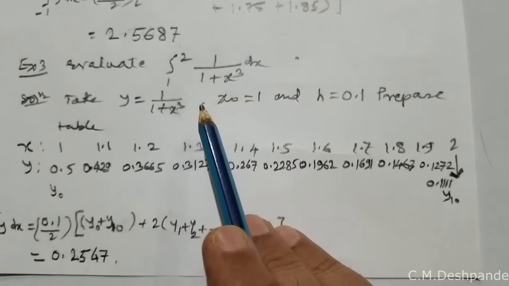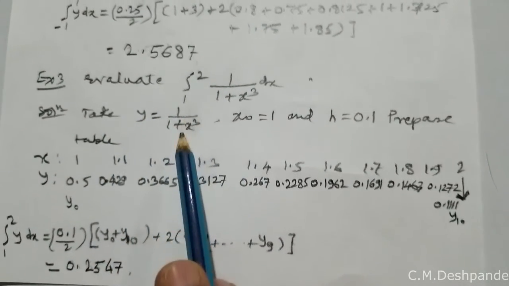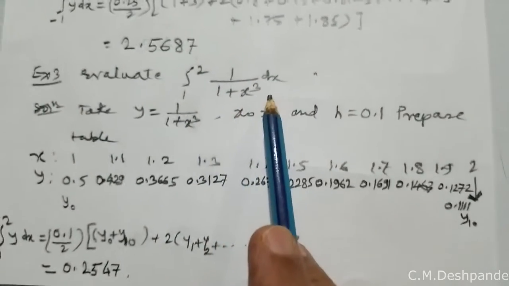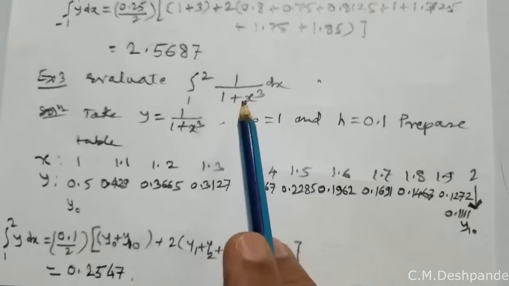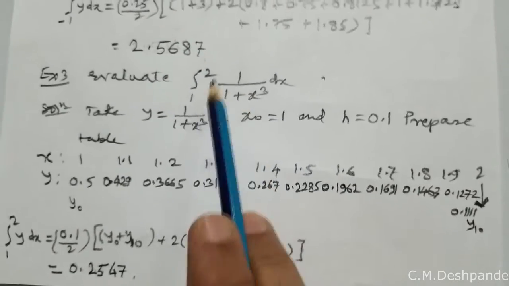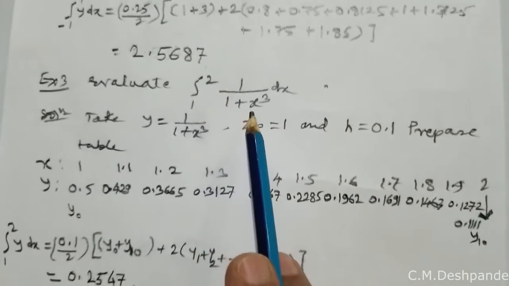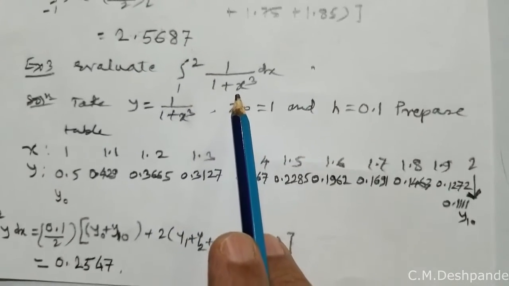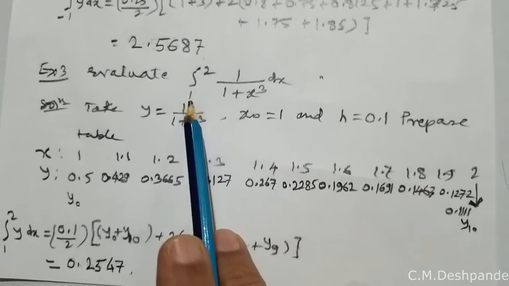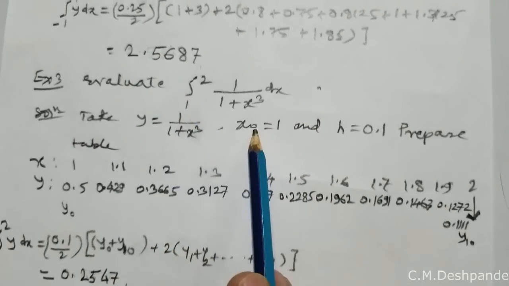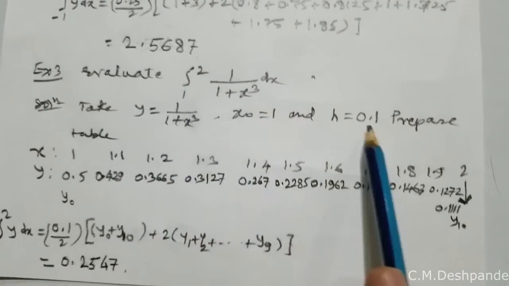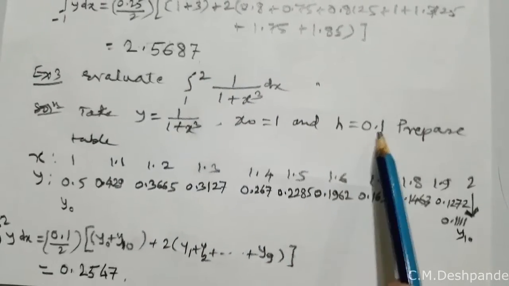And the last example: evaluate the integration from 1 to 2 of 1 upon 1 plus x cube dx. Now we observe that this function is not easily integrable, or actually not integrable. Then to find the integration we apply approximate integration or numerical integration. Now take y equal to the given function 1 upon 1 plus x cube. The first value of x is denoted by x0 and the last value of x is 2, and we take h equal to 0.1, the interval of differencing is 0.1.